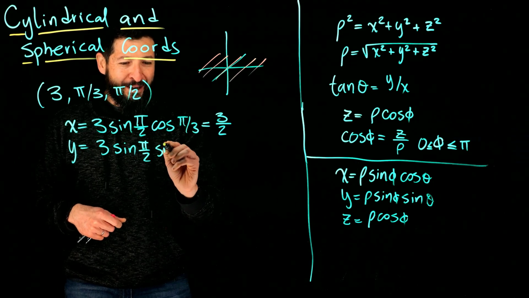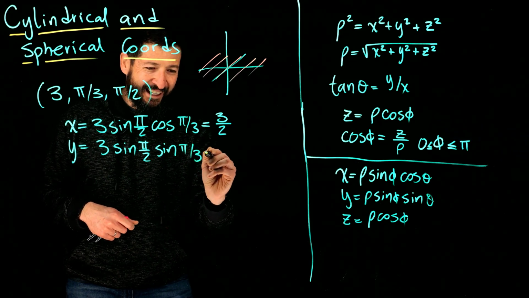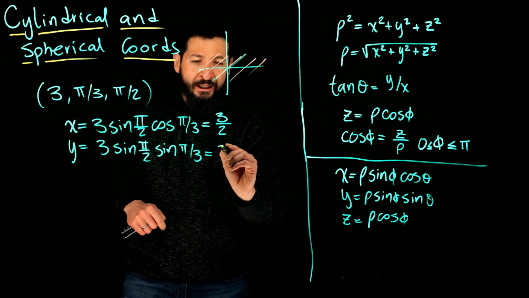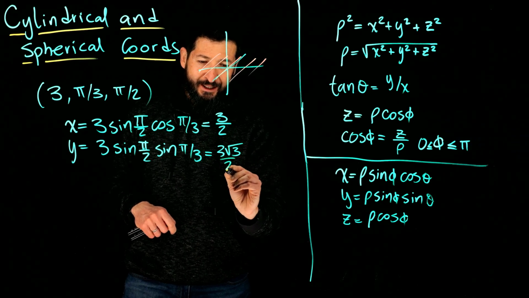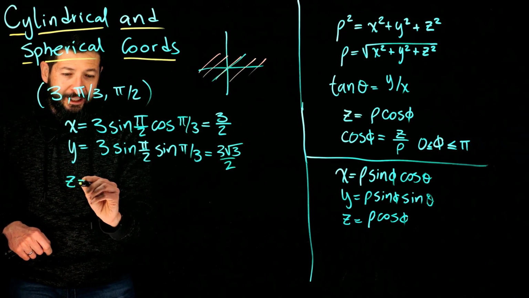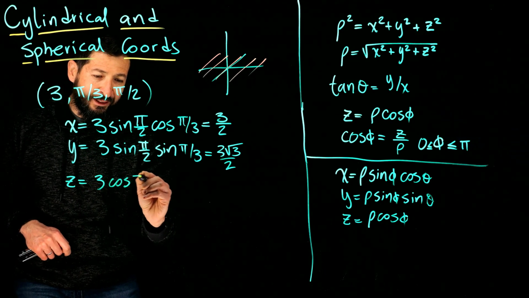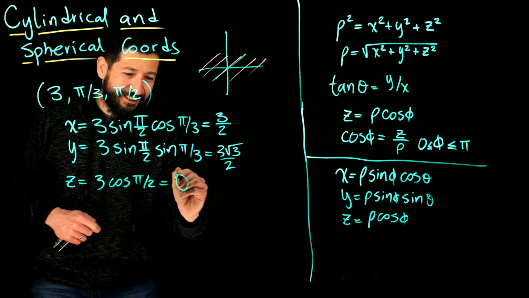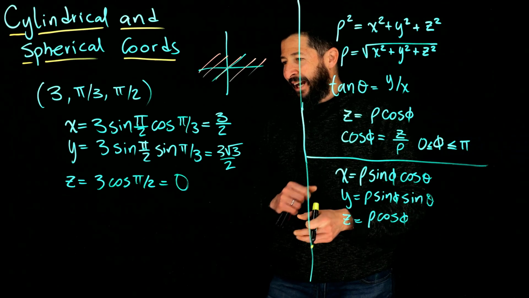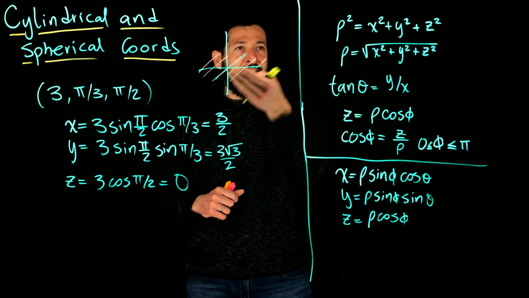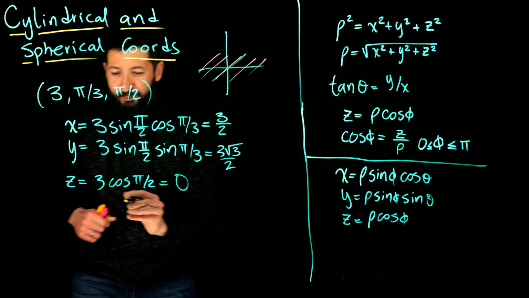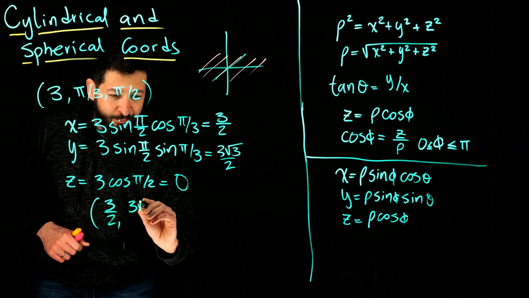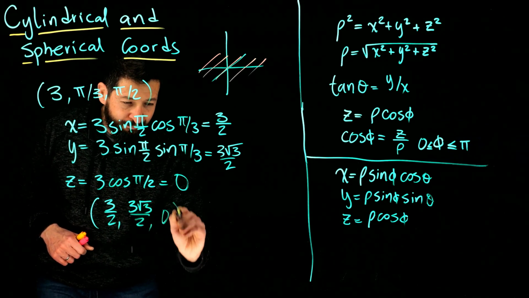Now, this is going to be sine of pi over 3. Sine of pi over 2 is 1. Sine of pi over 3 is square root of 3 over 2. So we get 3 square root of 3 over 2. And then for z, you just get to do 3 cosine of pi over 2, but that's going to be 0. I guess that's the theme now. So 0, and that is because, again, we are in the xy plane. So this point corresponds to 3/2, 3 square root of 3 over 2, comma 0.